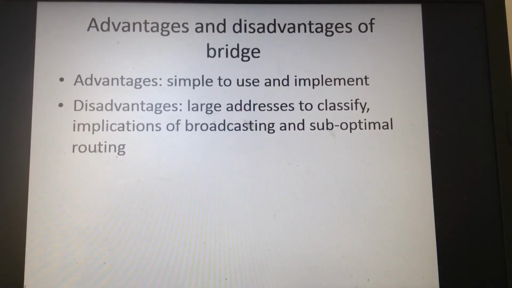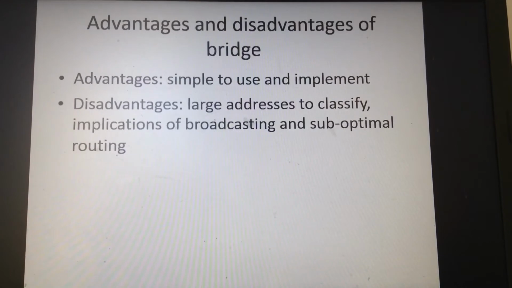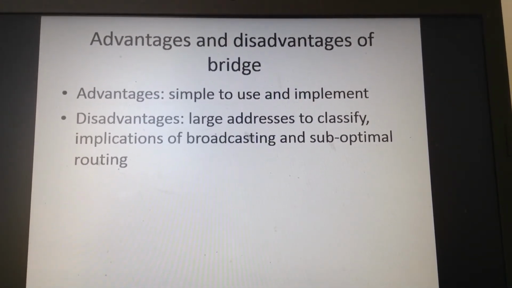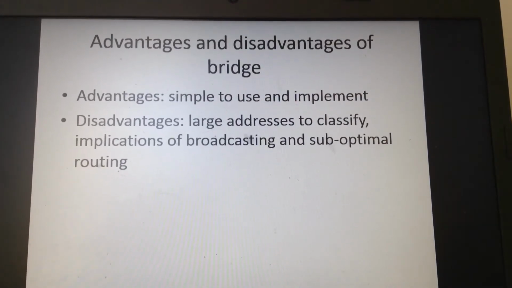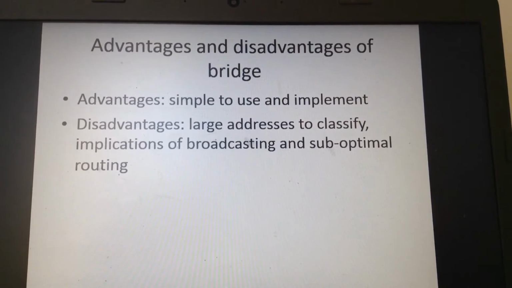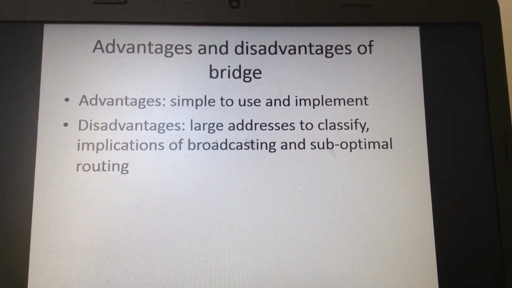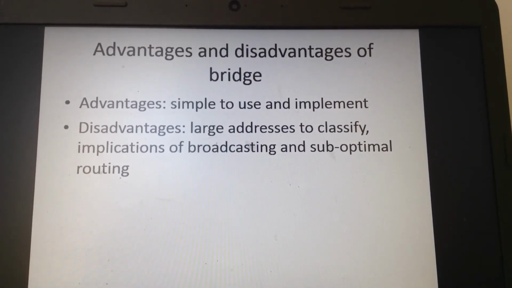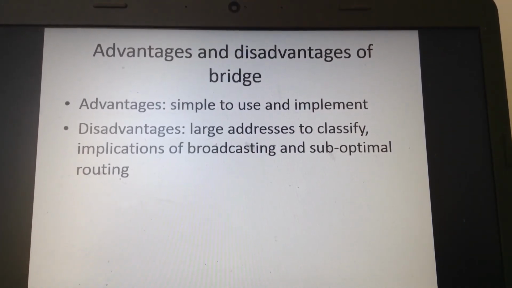The advantages of bridges: simple to use and implement because of minimal labor and disruption, and it's fast and only relies on the MAC address. Disadvantages of bridges: such as the large number of addresses to classify and the implication of broadcasting, because if there are many users and much information in the network, a broadcast storm may happen, and suboptimal routing.